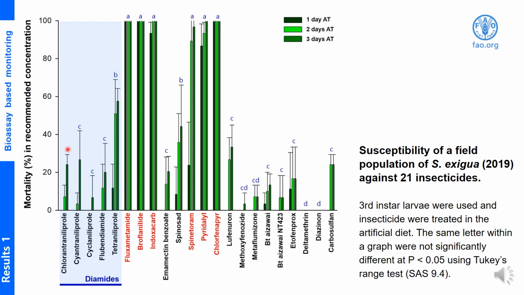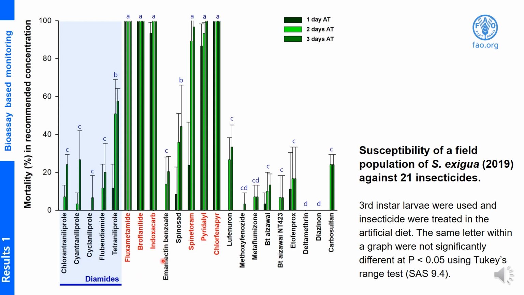After treatment, the surviving larvae can grow up and the population will increase dramatically. So that is the problem. But what about other insecticides? For fluxametamide, broflanilide and indoxacarb, the efficiency is really good. So if there is Spodoptera exigua in your field, I recommend these insecticides.